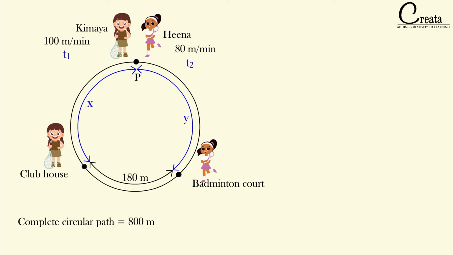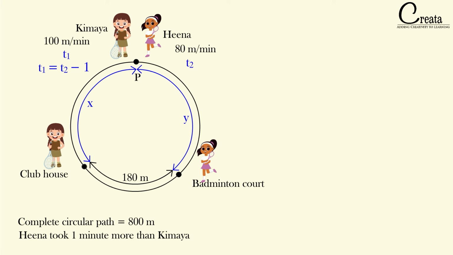Hina took 1 minute more than Kimaya to reach her destination, or we can say Kimaya has taken 1 minute less than Hina. Are you understanding? Both the things are the same. Can we say t1 is equal to t2 minus 1? Yes, we can say so. Kimaya has taken 1 minute less than Hina to reach the destination. So Hina has taken t2 minutes. So we can say the time taken by Kimaya will be t2 minus 1.